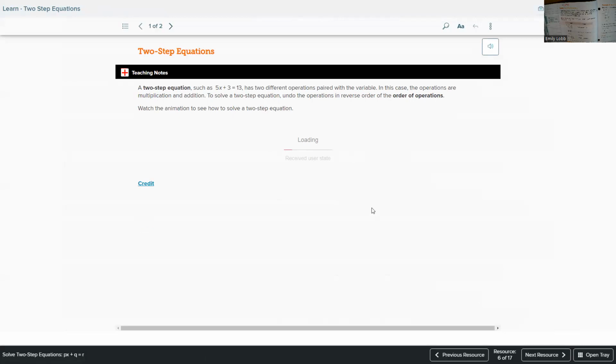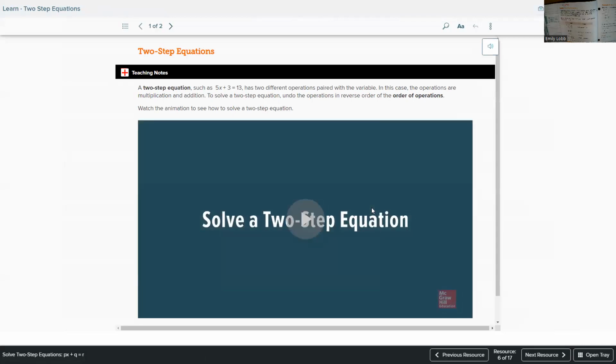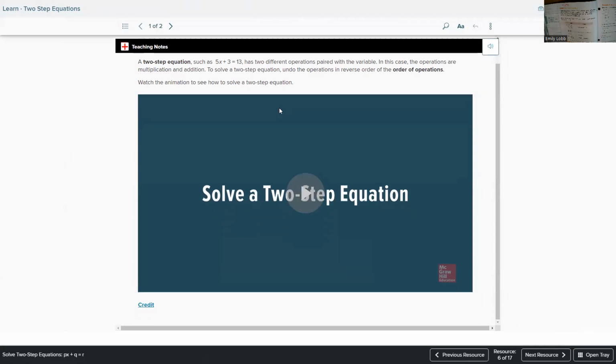So right in your packet, you can see this two-step equation, right? 5x plus 3 equals 13. It has two different operations paired with the variable. In this case, the operations are multiplication, right? When we have a number next to a letter, it means we multiply them together, and addition. So to solve a two-step equation, undo the operations in reverse order of the order of operations. So here's the animation to see how we would solve that.